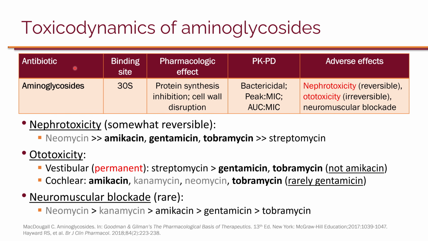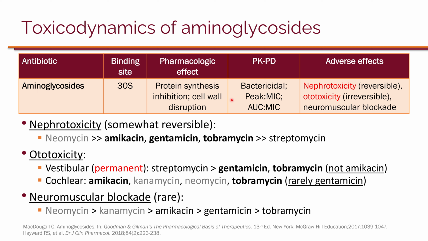Now let's take a look at toxicodynamic properties of aminoglycosides. So as we discussed, aminoglycosides bind to the 30S subunit of the ribosome and inhibit protein synthesis, and this can also happen in mitochondria, so it can lead to mitochondrial toxicity, which can affect the host. Specifically, this can lead to toxicity in the kidneys, in the ear, and in the nerves.